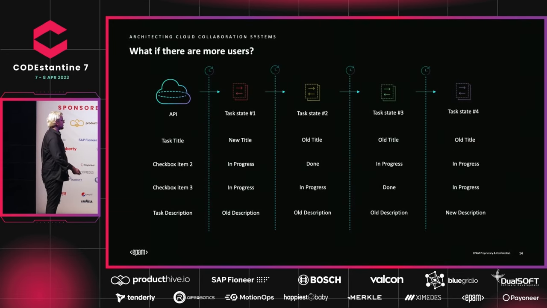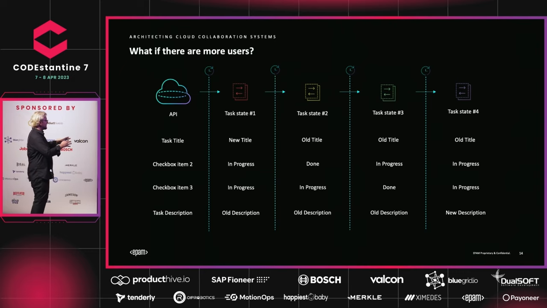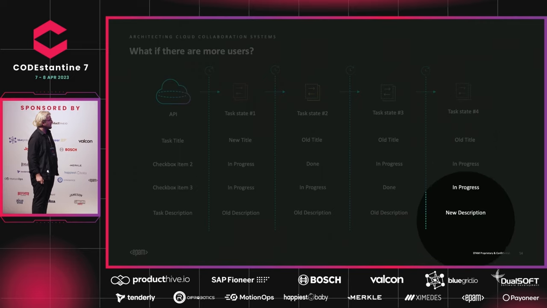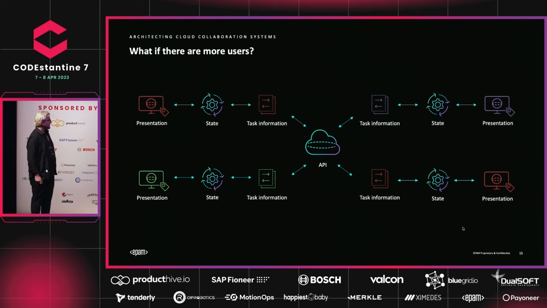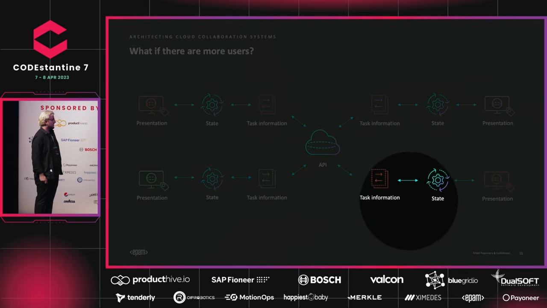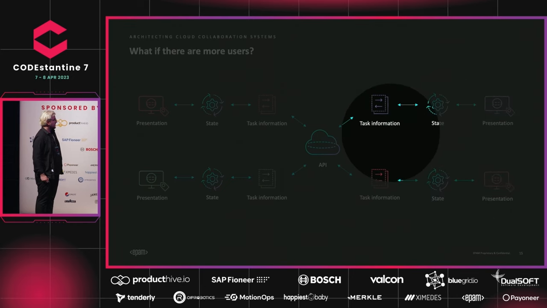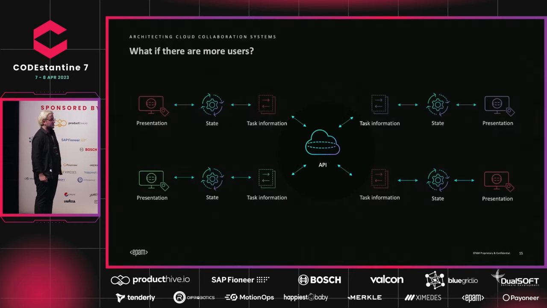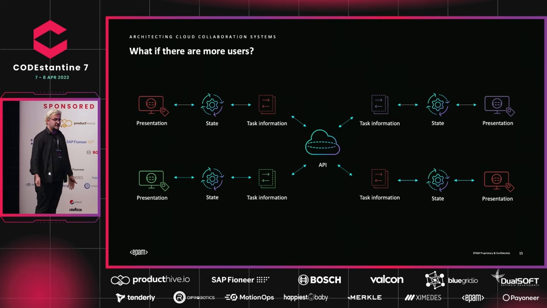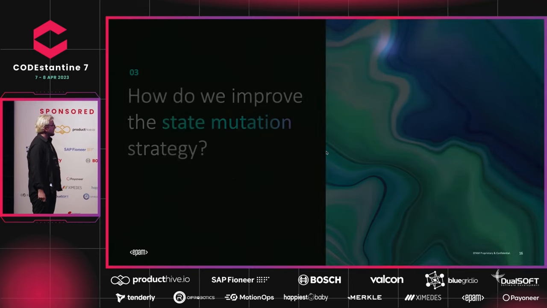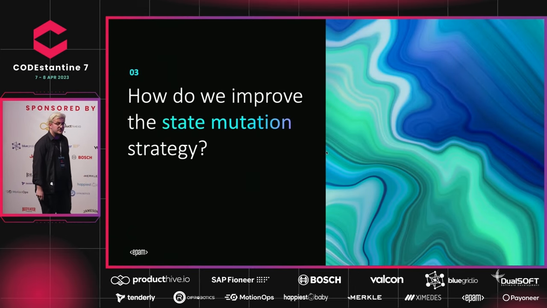So imagine that situation where multiple users are editing the same task and all of them make the change at a very small time gap. And in the end, the only change that is actually visible is the fourth one. And that creates a massive inconsistency, because not only may each presentation layer, each instance, have a wrong state, but also the source of truth that should deliver the last state, the purple state technically from the previous example, also has the wrong value, because where are the other three changes, right? And that really is a problem. Therefore, we need to improve our state mutation strategy.